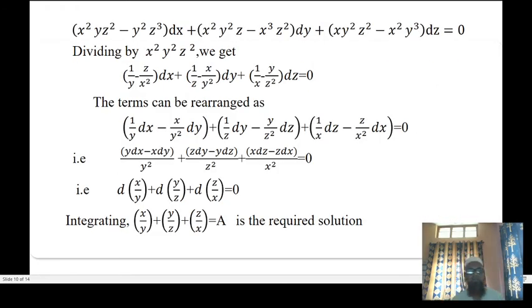Now, the given equation is this one. Dividing by x square y square z square, each term divided, we get (1 by y minus z by x square) dx plus (1 by z minus x by y square) dy plus (1 by x minus y by z square) dz equal to 0. The terms can be rearranged as 1 by y dx minus x by y square dy, fourth term and first term, plus 1 by z dy, that is third term, minus last term, that is y by z square dz, regrouping, plus 1 by x dz minus z by x square dx equal to 0.